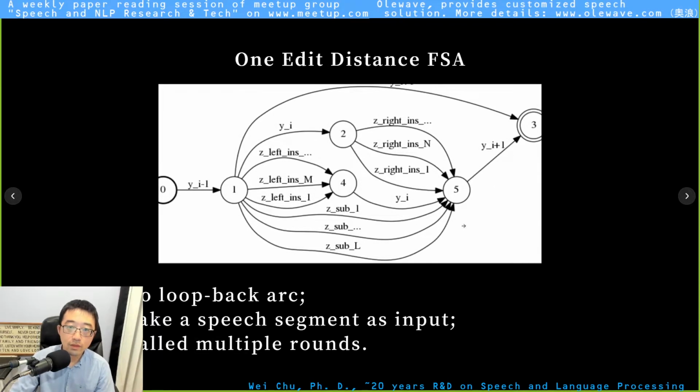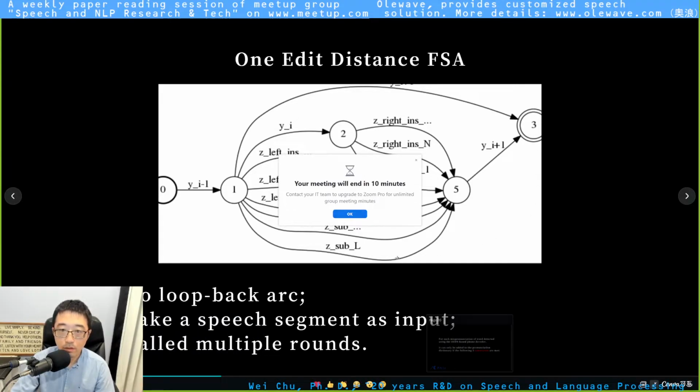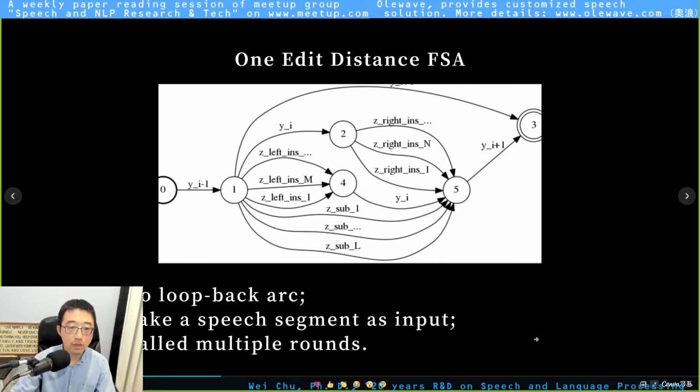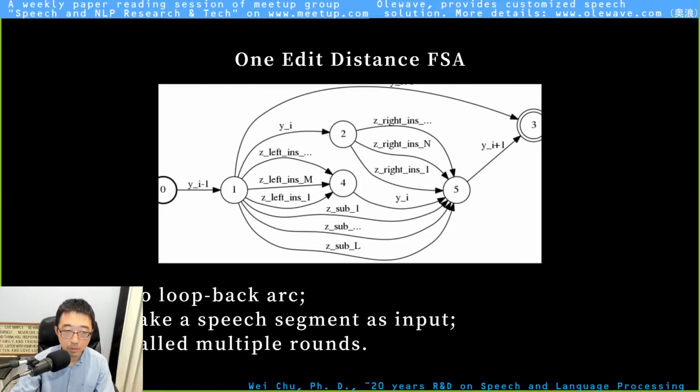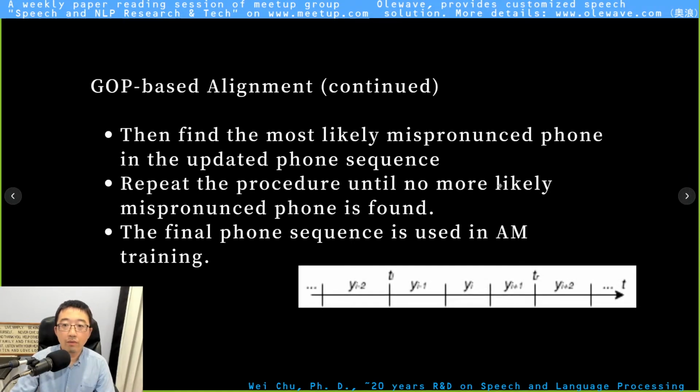So you can see the features of our FSA. First of all, it does not have the loopback arc of a phone decoder. We also take the speech segment, rather than the utterance, as input. And the third thing is that we call this in multiple rounds. What does that mean? After we find the most mispronounced phone in the updated phone sequence, maybe we add or insert something, then we repeat the procedure. We keep doing this iteratively.